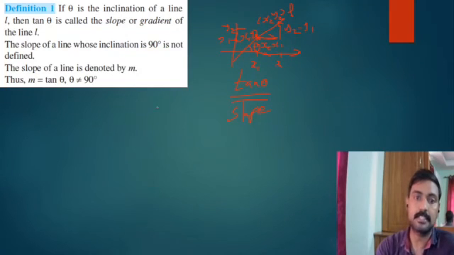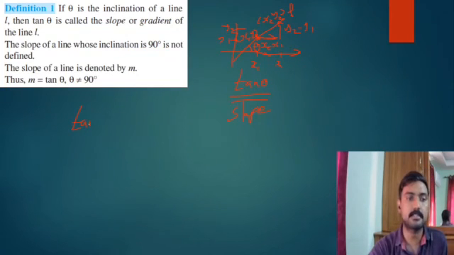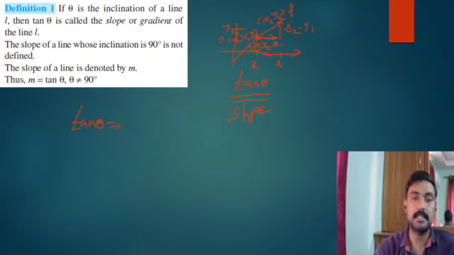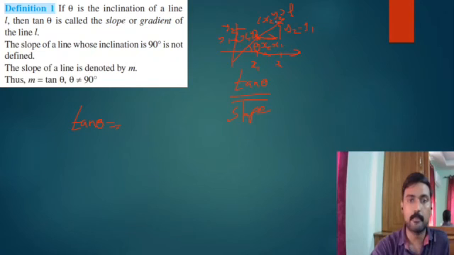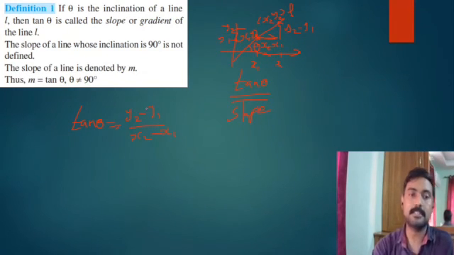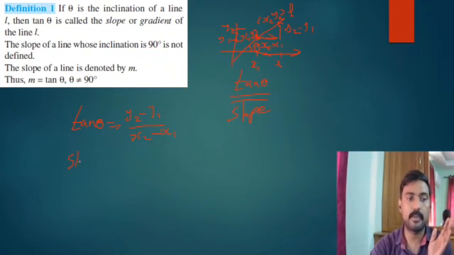So we can understand that tan theta is the slope. Tan theta is equal to opposite side by adjacent side. Here the opposite side is y2 minus y1, so y2 minus y1 divided by x2 minus x1. So tan theta is equal to y2 minus y1 divided by x2 minus x1, which is known as the slope of a line. The slope of a line is denoted by the letter m. So we can write m is equal to tan theta.